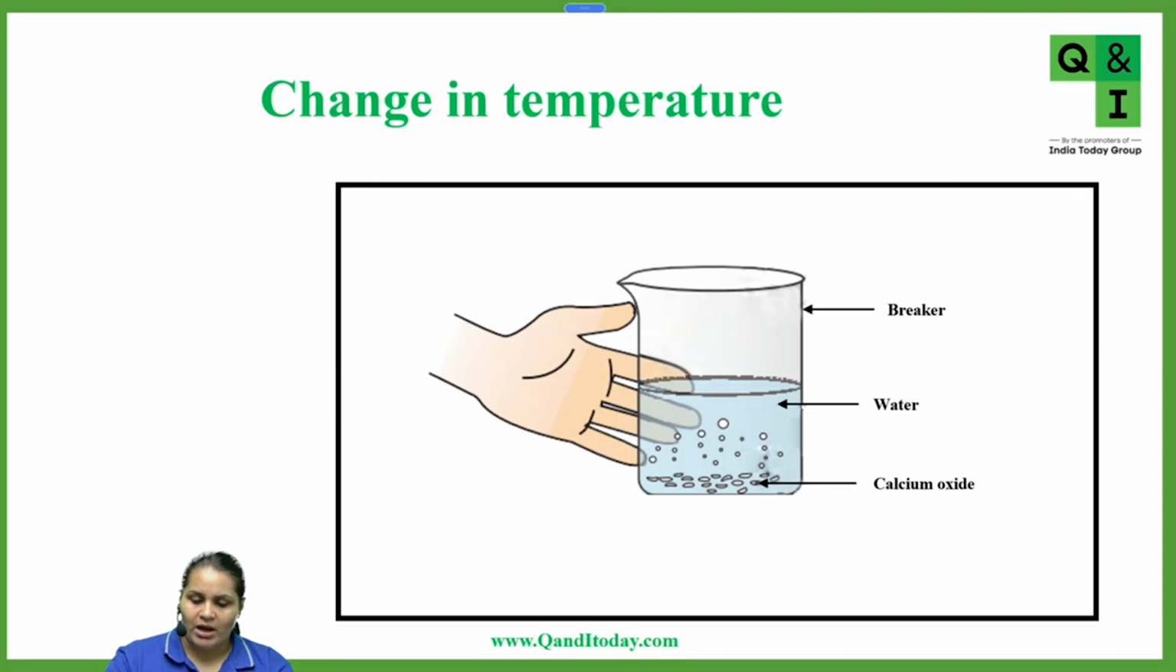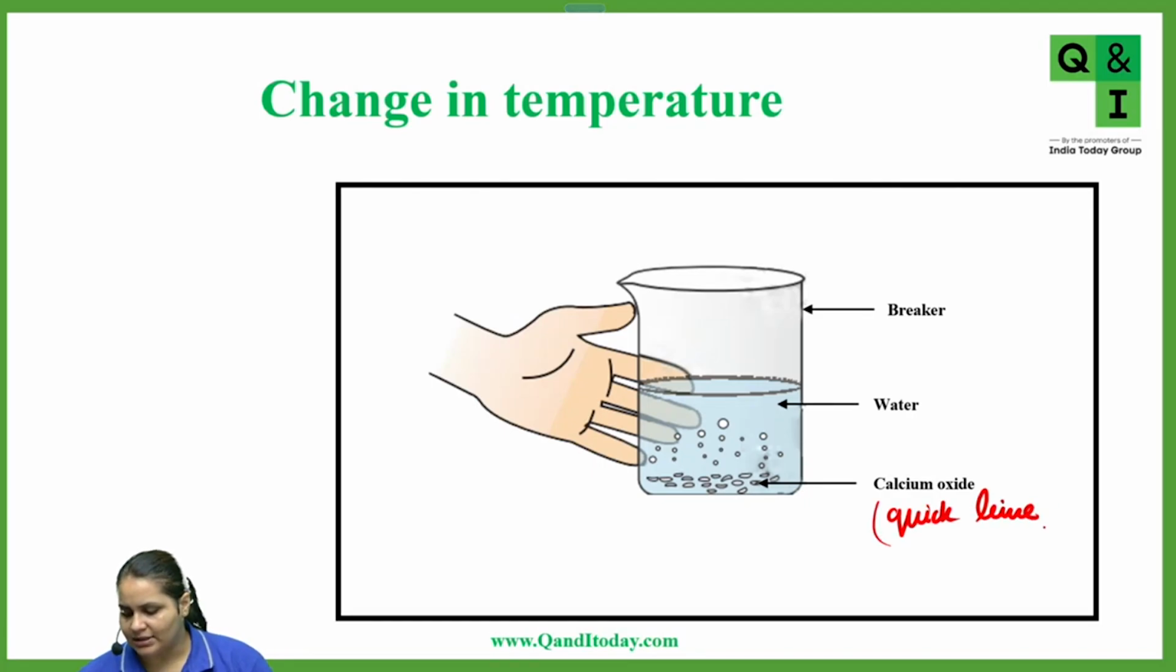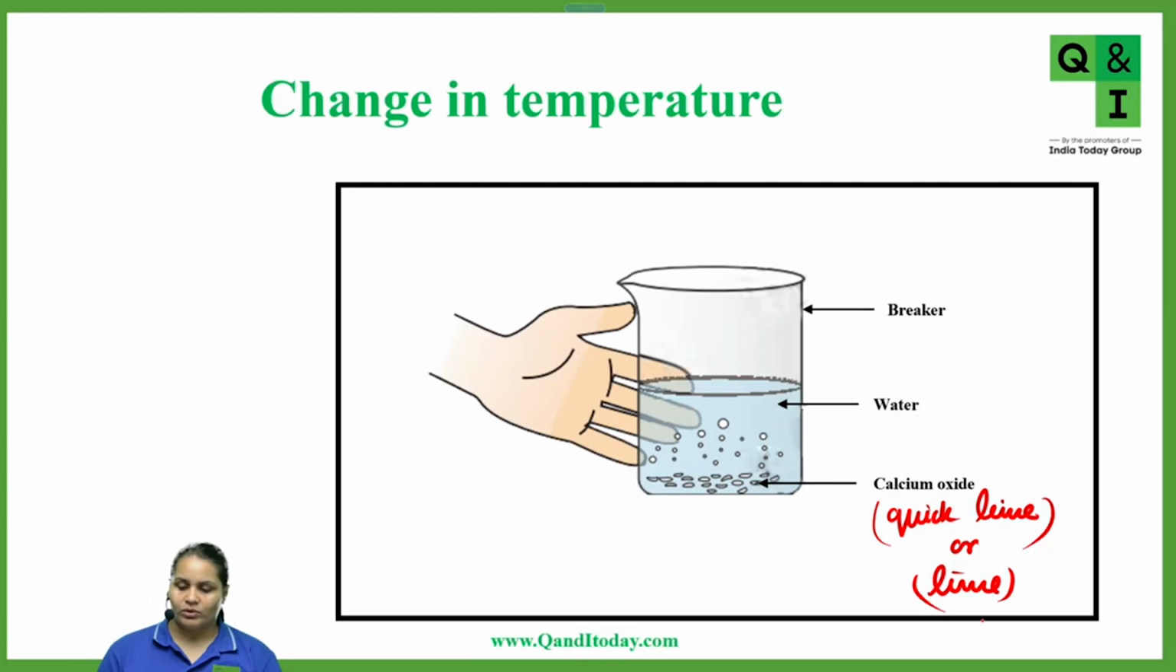Okay, so next one, I hope you wrote the examples here. Fine. Now, next one, change in temperature. When you mix calcium oxide, that is quicklime, right? Quicklime is the other name for calcium oxide. Even quicklime is also known as lime. Most of the students don't know this thing. The lime and quicklime both are calcium oxide only.